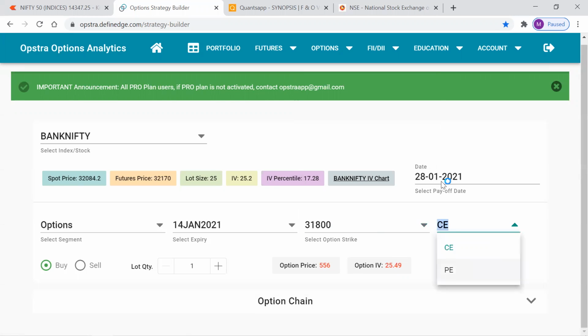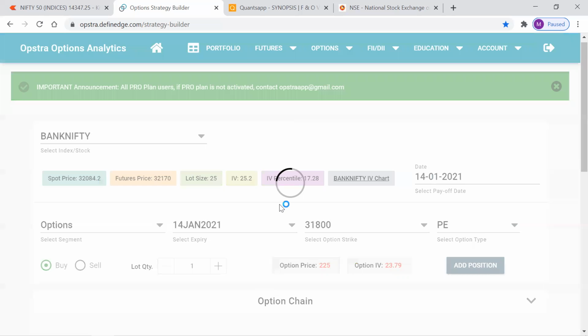So we're going to buy a put. In this scenario, I'm expecting that the Bank Nifty index will fall below 31,800 before 14th of January. So my view is bearish. I'm expecting Bank Nifty will fall beyond 31,800, so I'm going to buy a put. That should happen before 14th of January, that's the weekly expiry. So I'm buying a put here. I'm clicking on add position.